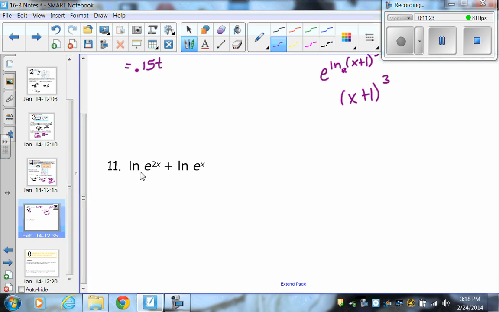Again, on number 11 here, the natural log of e to the 2x. There's an imaginary e here, so we can say that that's just 2x. And there's an imaginary e here, or this is the log base e of e to the x, so that's really just x. So 2x plus x is just going to equal 3x.